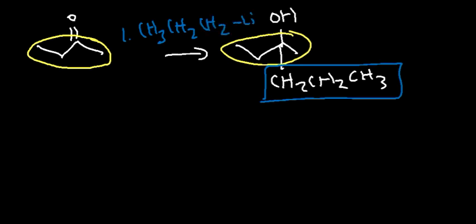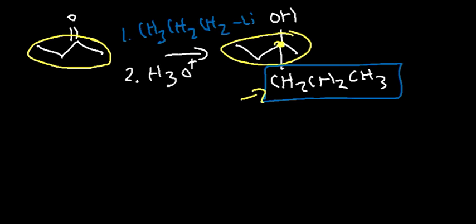But just make sure to write it backwards. Add the lithium to this CH2 because that's where the carbonyl carbon was attached. Step 2, just make sure to add H3O+.